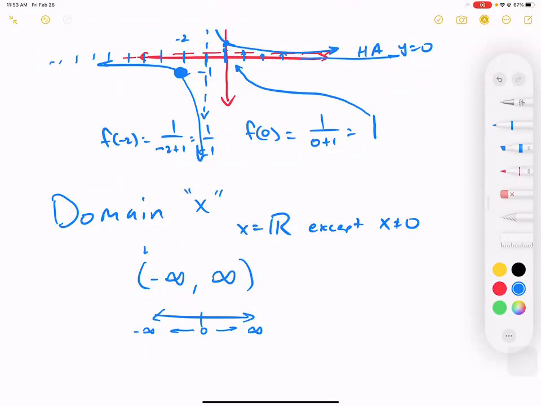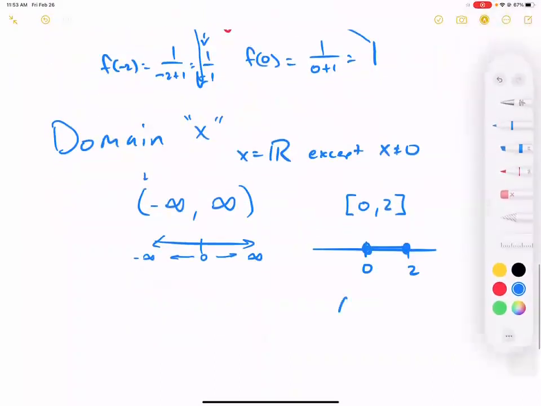Now, if I write this from 0 to 2, that means the graph is only allowed from 0 to 2, solid to solid. If I write from parentheses 0 to 2, this means I'm allowed to include 2, but not include 0. Do you guys remember these types of notation from Algebra 1?